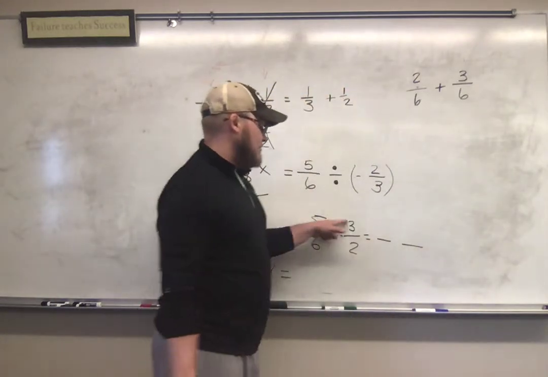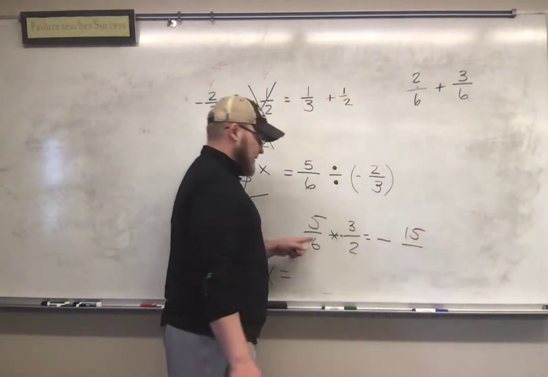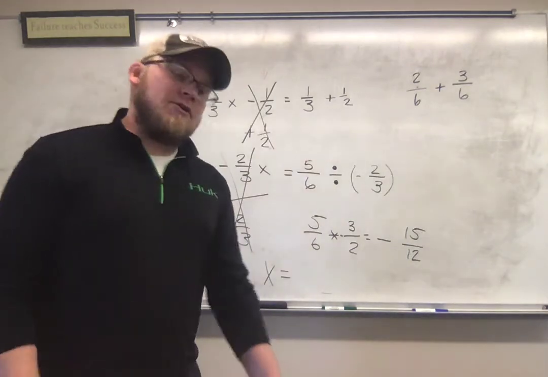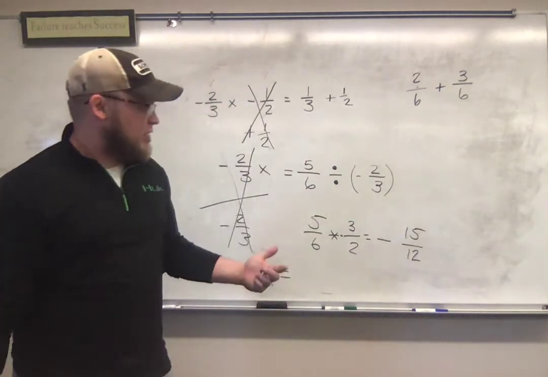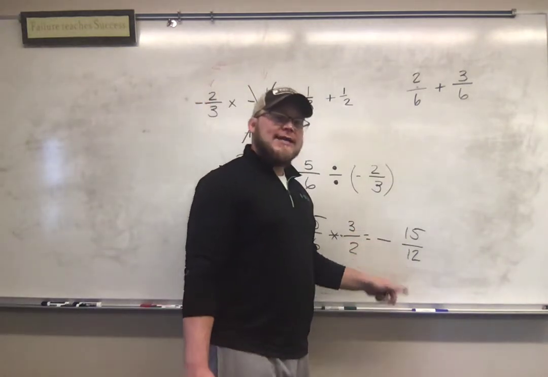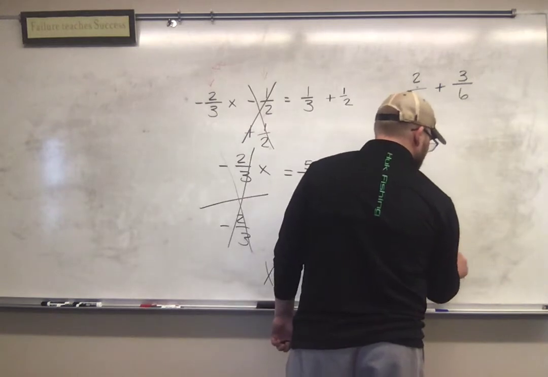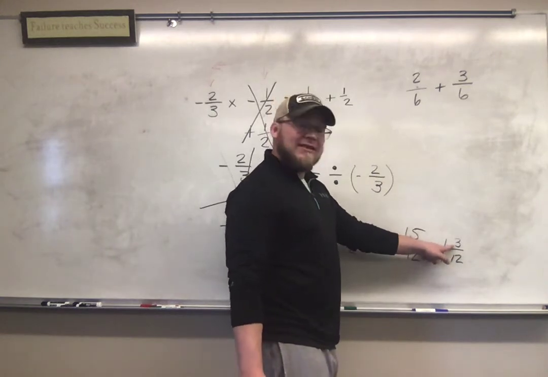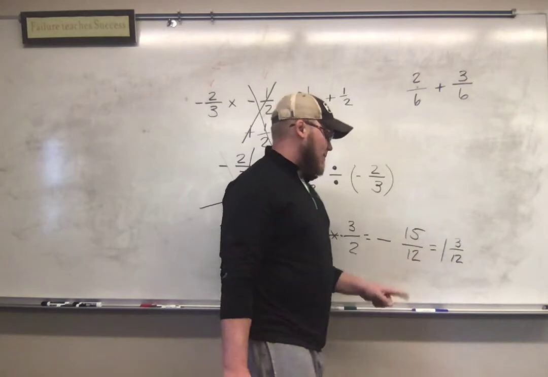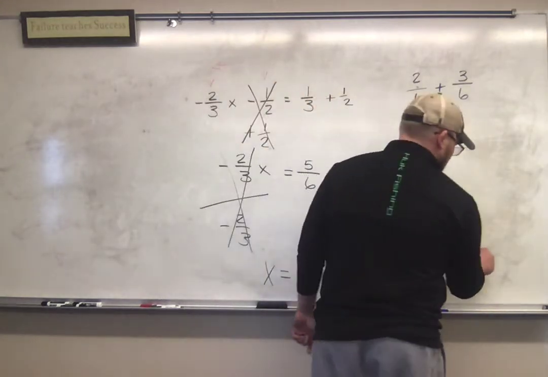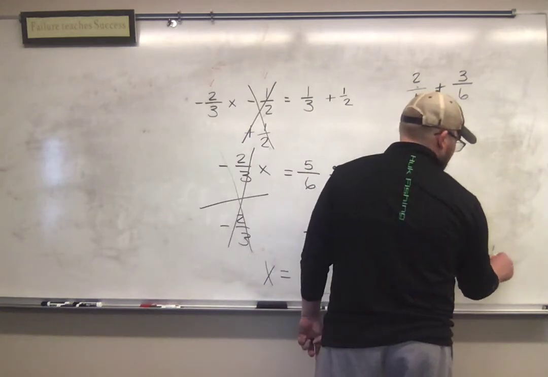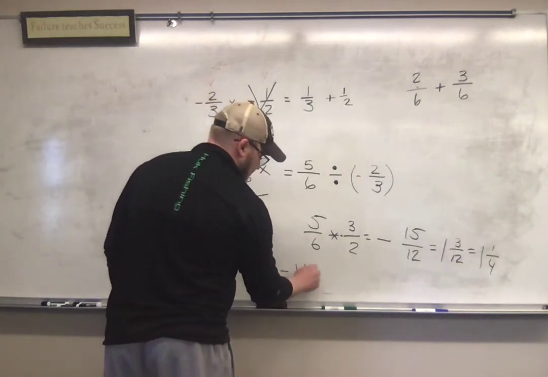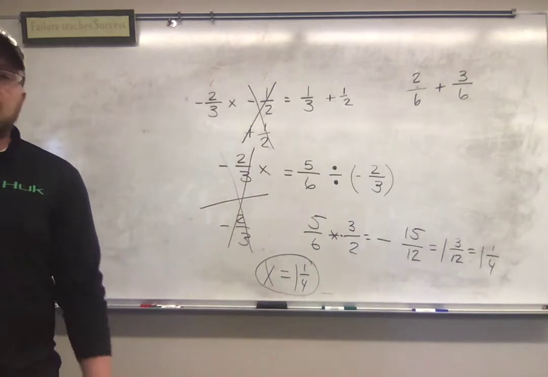So 5 times 3 is 15. 6 times 2 is 12. You can leave it as an improper fraction. I would change it so it's not 15 over 12, it's 1 3/12. Because 12 goes into 15 one time, there's 3 left over when you divide that out, and the bottom number stays the same as 12. Now, 1 3/12 is also reduced to 1 1/4. So the very final answer down at the bottom is 1 1/4.